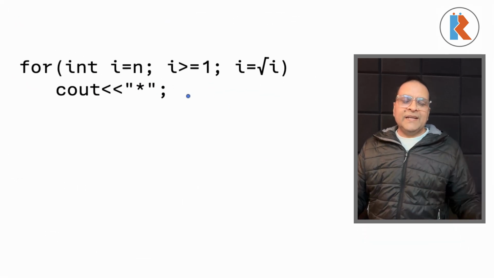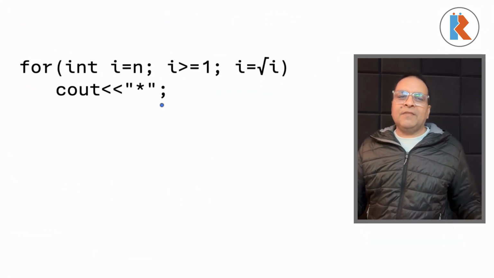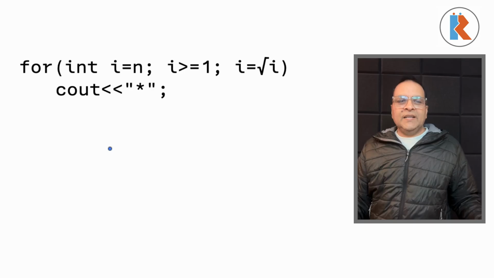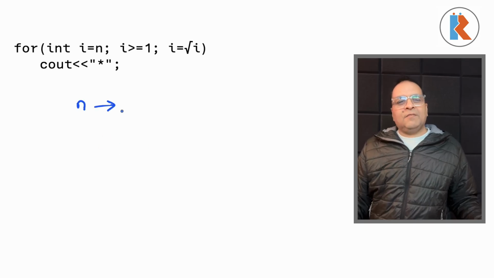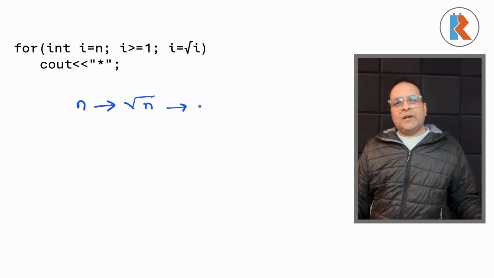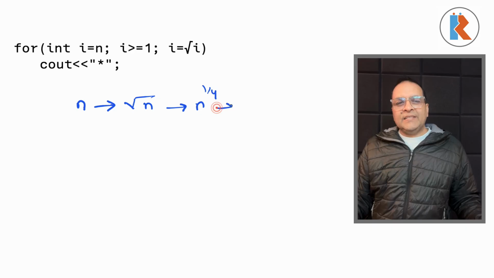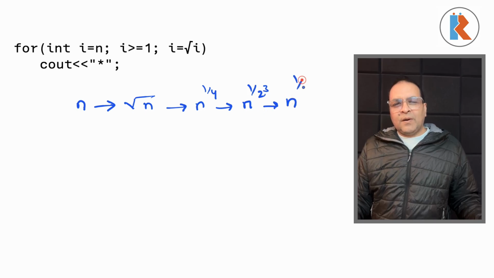What if I is getting reduced to the square root of I after every iteration? So initially I is n, then after the first iteration the value of I will be square root of n, then after the second iteration the value of I will be square root of square root of n, which means n raised to the power 1 by 4. In the next iteration the value of I will be n raised to the power 1 by 8, which is 2 cube. In the next iteration the value of I will be n raised to the power 1 by 2 raised to the power 4, and so on.